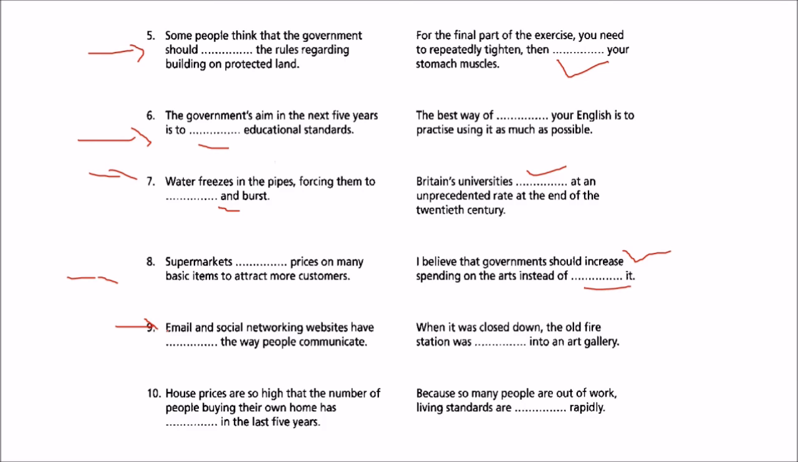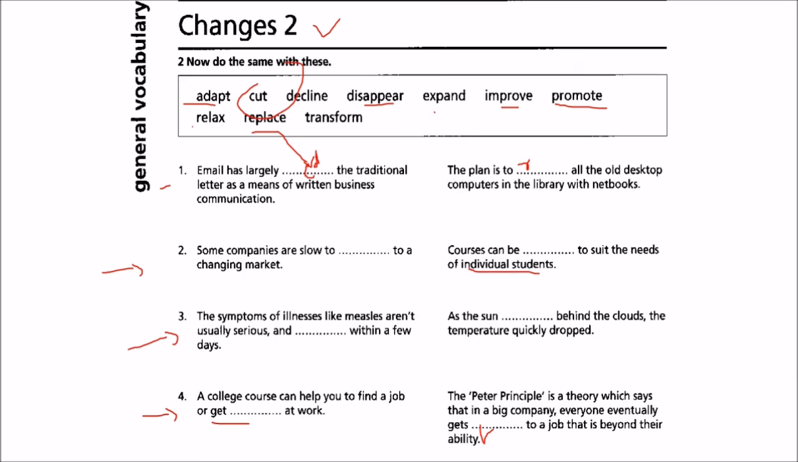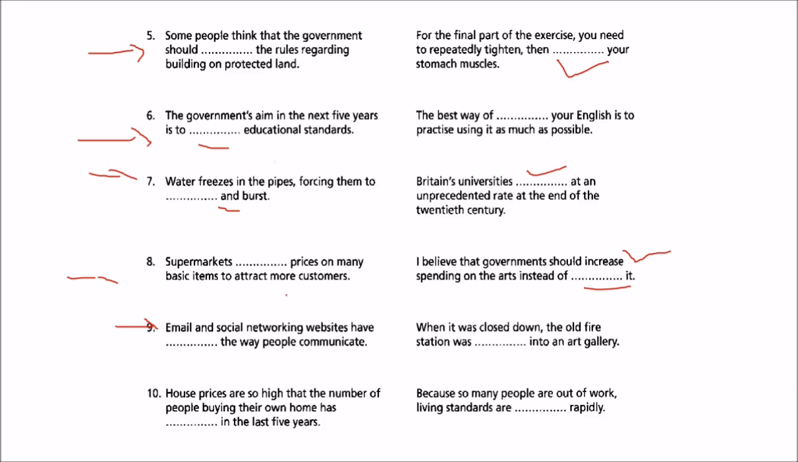Ninth one. Email and social networking websites have dashed the way people communicate. What can we use? They have transformed. But here we'll use email and social networking websites have transformed the way people communicate. Here we'll use when it was closed down, the old fire station was again transformed into an art gallery.